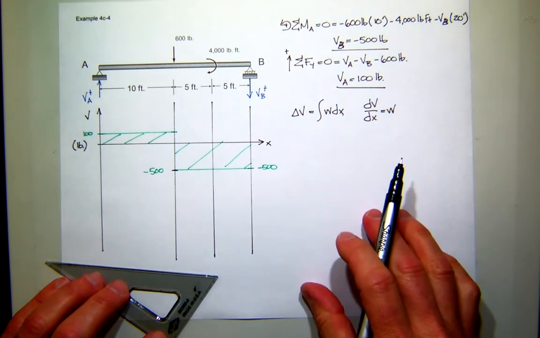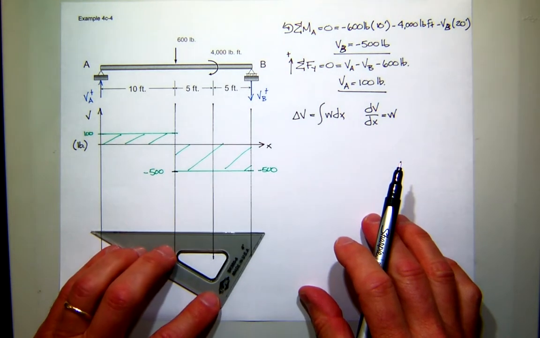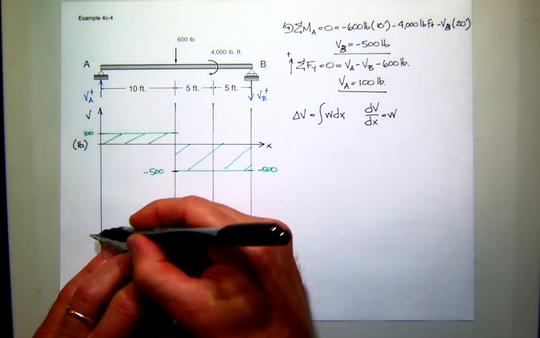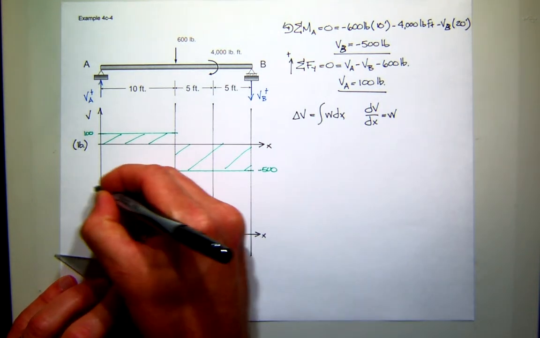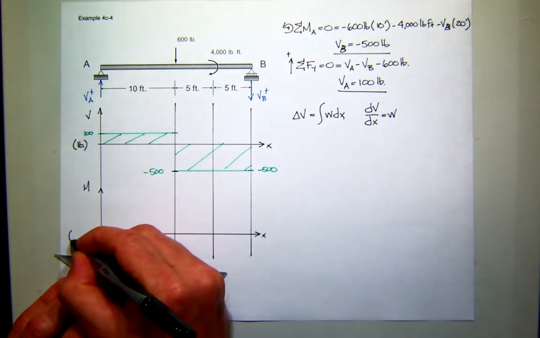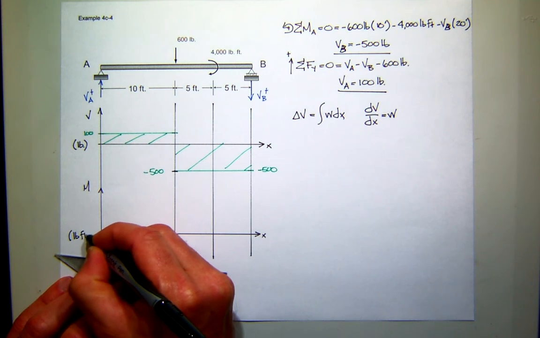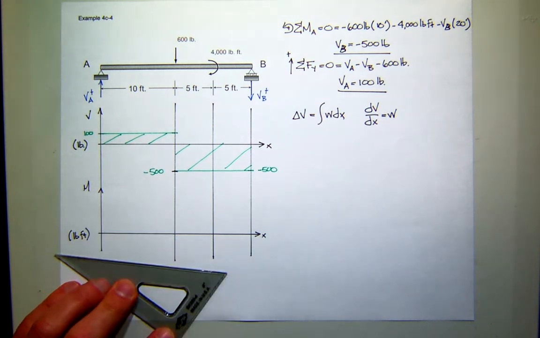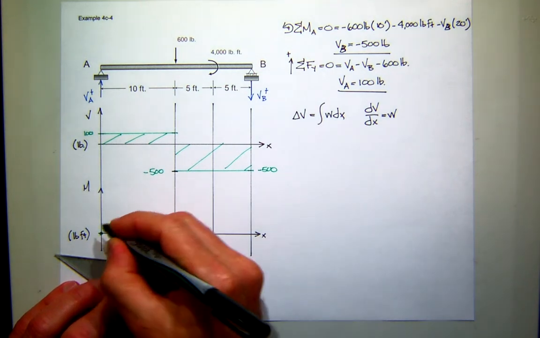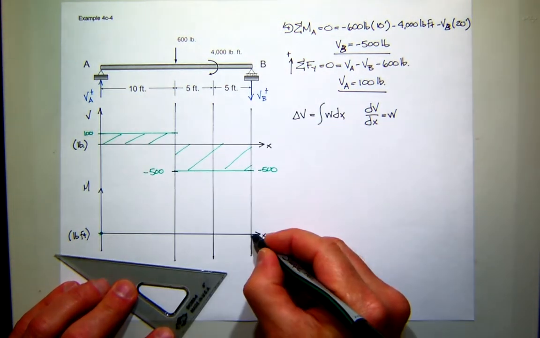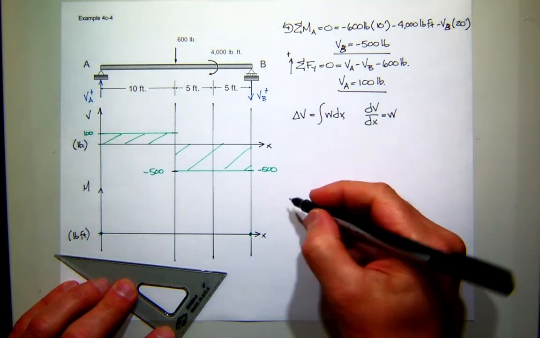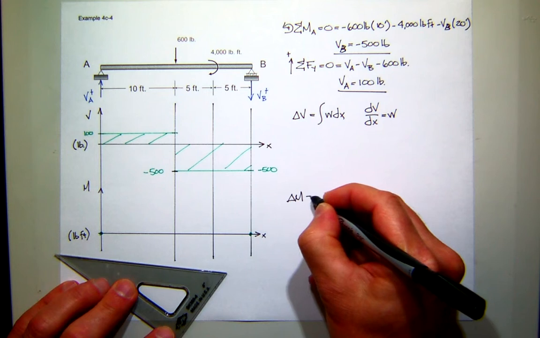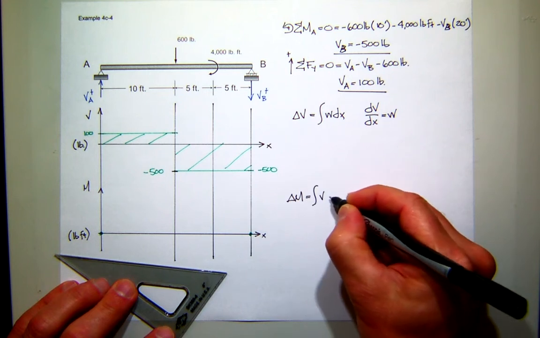So what's the moment diagram going to look like? So I'll go ahead and draw my positive x-axis. Positive moment. Our moment will be in pound feet. What's the moment at A? 0. And the moment at B? 0. Now our principle for this diagram is that the change in moment is equal to the area of the shear diagram.